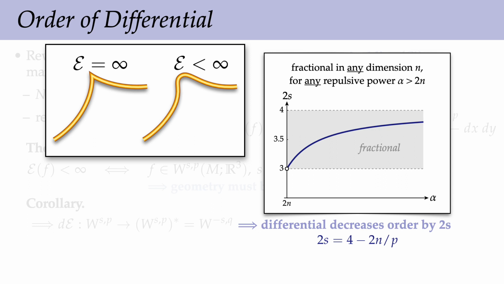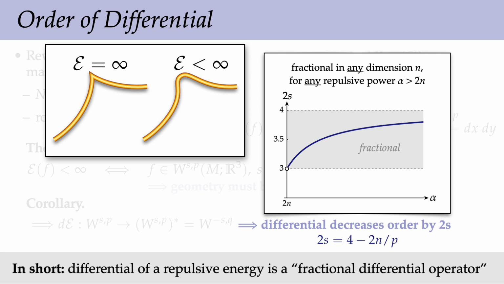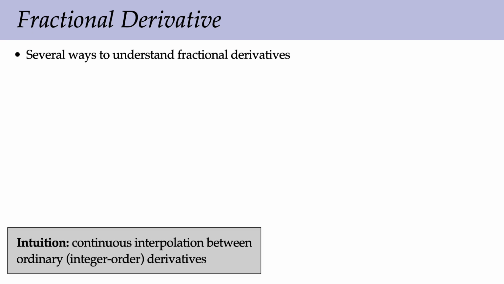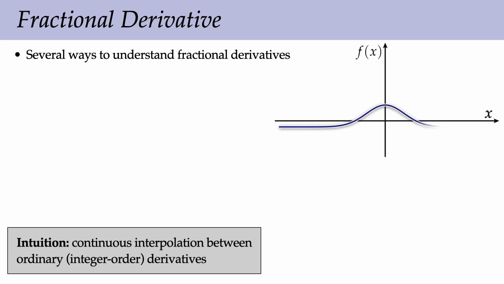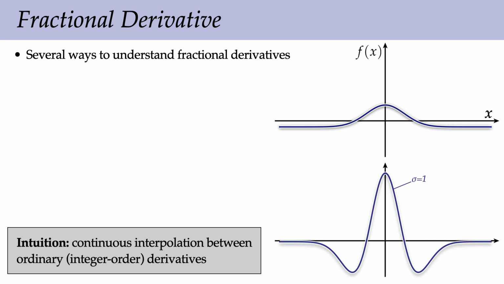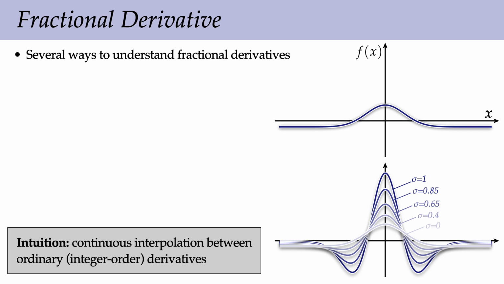Okay, so in short, even if you didn't follow any of that, the point is that unlike most energies that you encounter in geometry processing or computational mechanics, the derivatives of a repulsive energy effectively have fractional order. What does that even mean? What is a fractional derivative? Well, there are several ways to understand fractional derivatives, but the intuition is they sort of interpolate between ordinary integer order derivatives. For instance, if we have a function f like this, whose second derivative looks like this, then we get a continuous family of lower order fractional derivatives going all the way back to the original function.